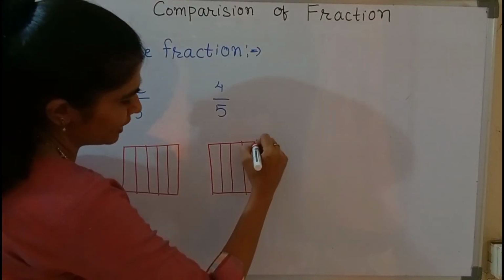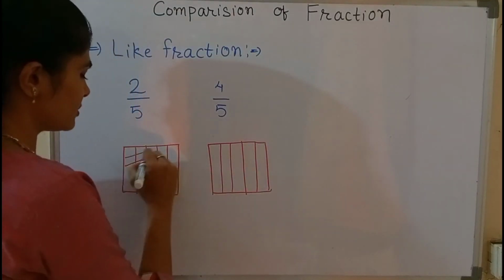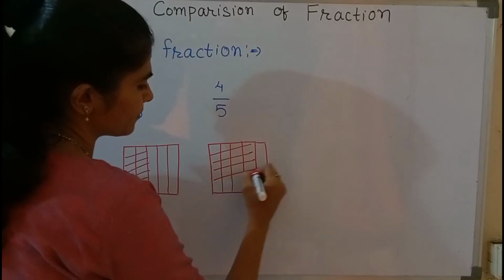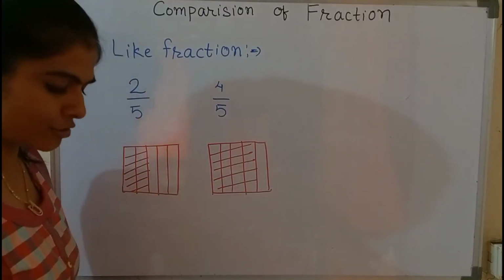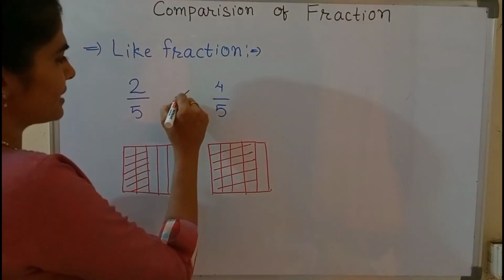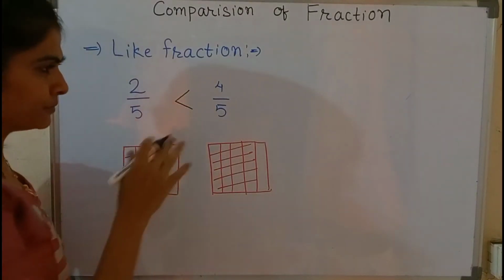2, 3, 4, and 5. In this case, I got just 2 parts. In this case, I got 4 parts. In which case did I get more parts? I got more in the case of this 4, right? So I can say that this 4/5 is greater than 2/5.